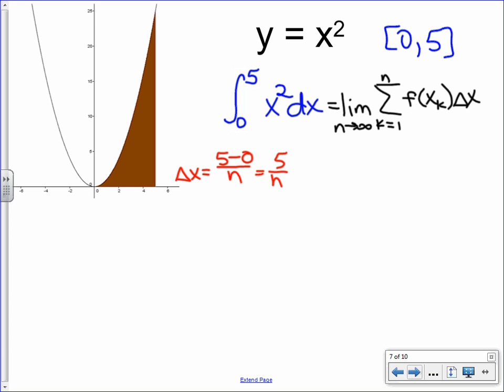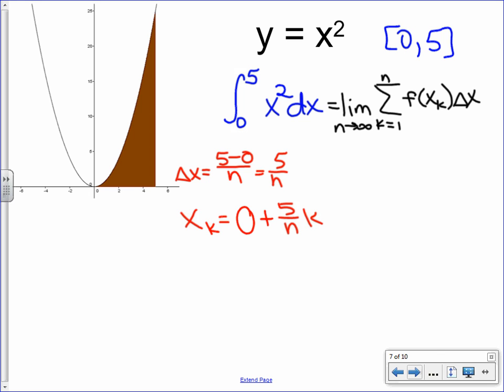Okay. Now we need x of k. We're doing right endpoints, so we need to start with a, which is 0. And then we are going to add our thickness however many times to get to that rectangle. So what do we need to do with x of k? x of k goes in for our function, right?